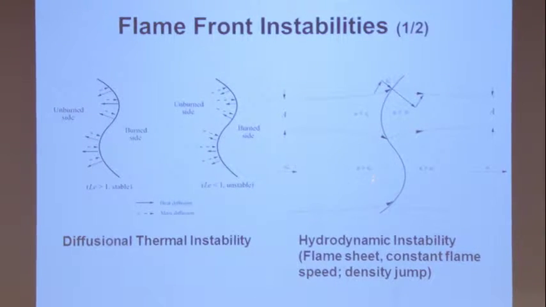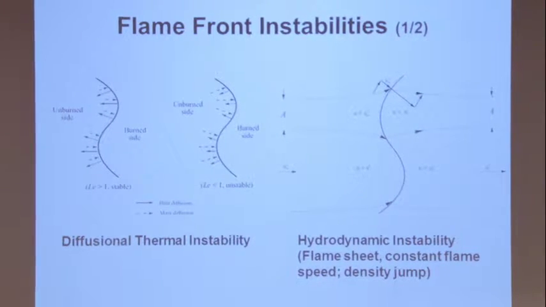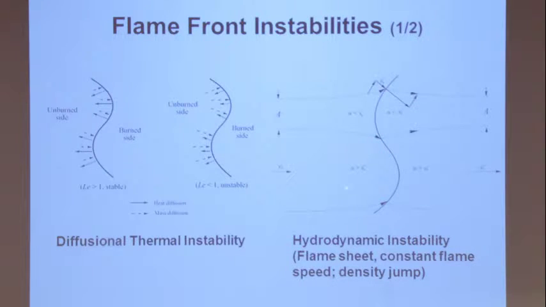The other mode of instability is hydrodynamic instability. It's called Landau instability. Basically, I don't care about diffusion. I just say I have a very thin flame here. I don't care about its structure, it's very thin, and it propagates with my laminar flame speed. Now, if I wrinkle it this way, what happens? It's still strictly fluid mechanics.